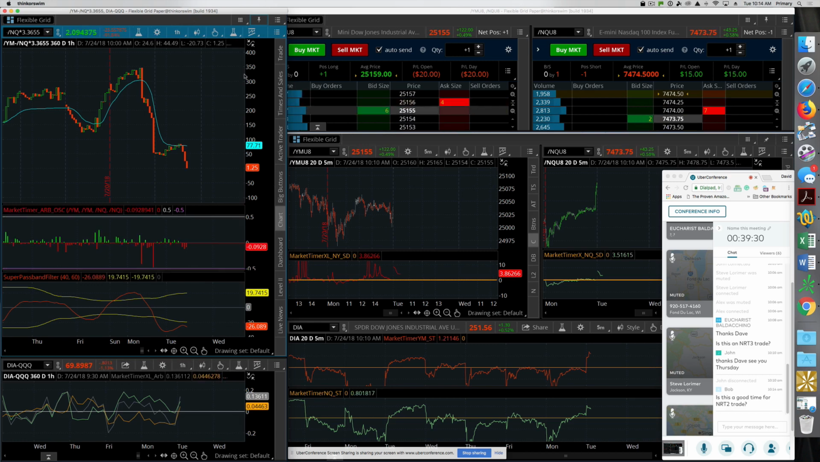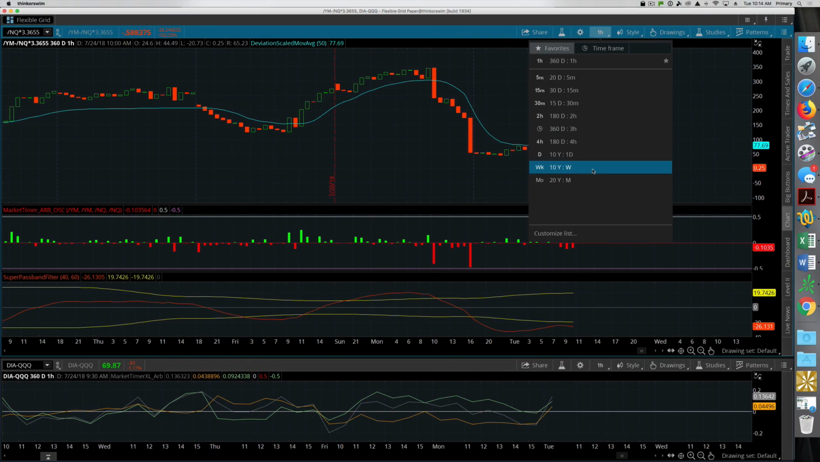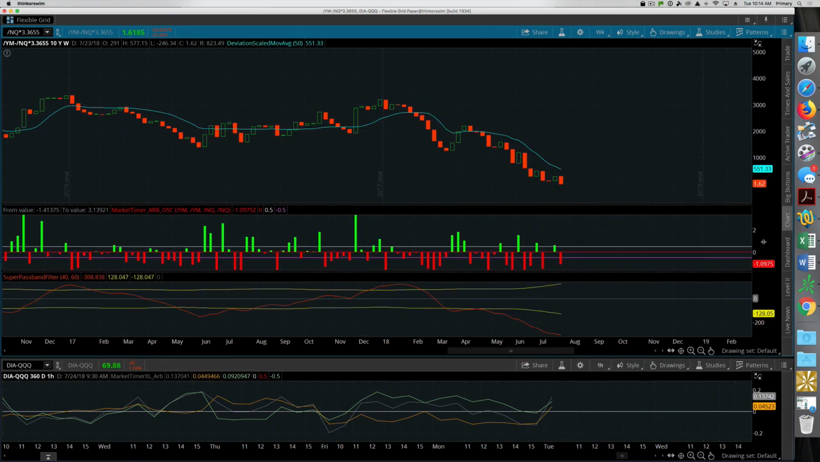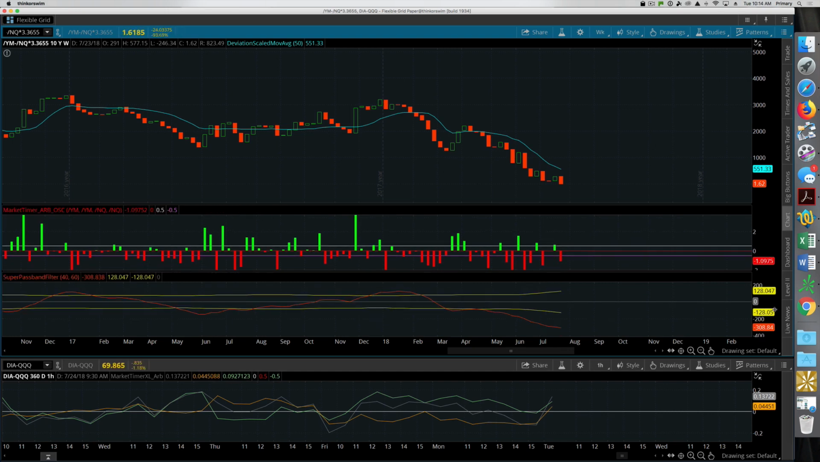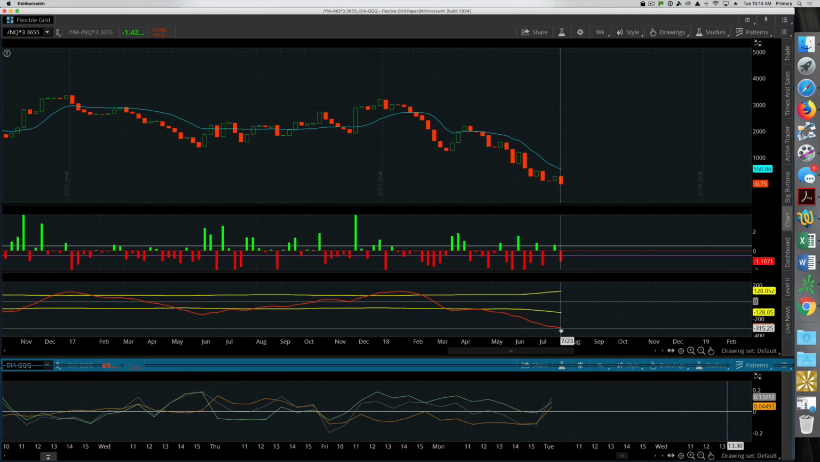Well, with NRT2, you're talking about using the options. So let's take a look at the long term for the options. Let's go out to a weekly. We've got a lot of stuff going on here, but definitely the Market Timer arbitrage script is pointing up on the weekly. We're really oversold on the YMNQ to the downside here.